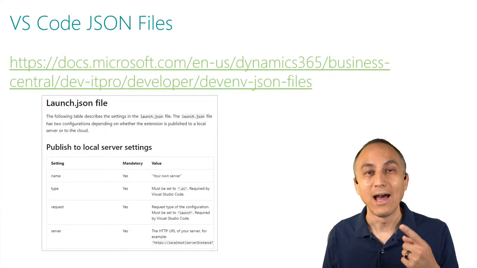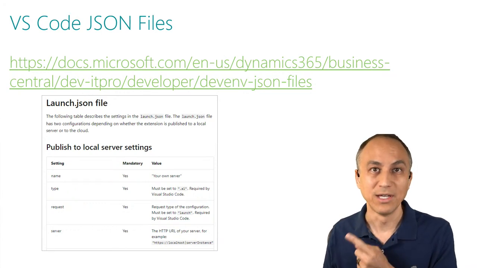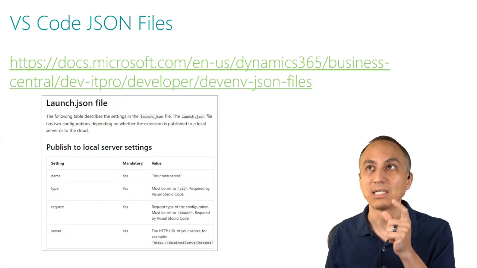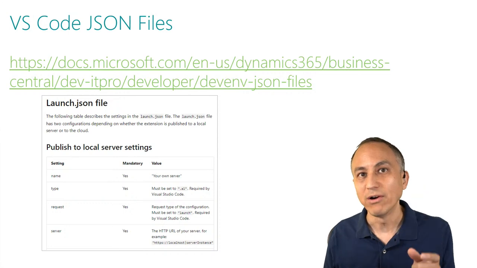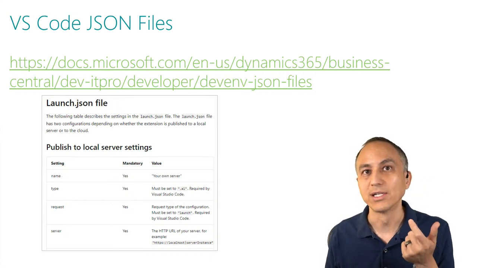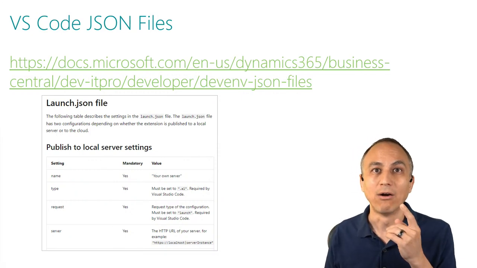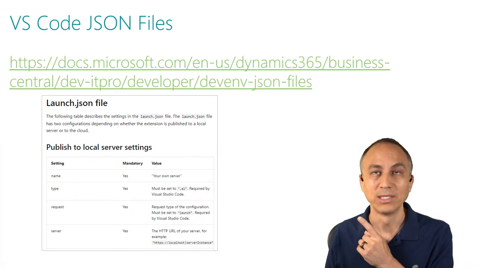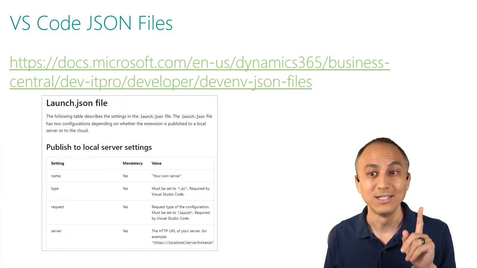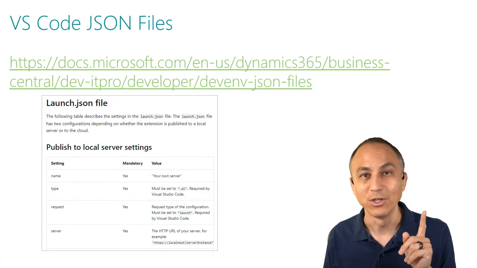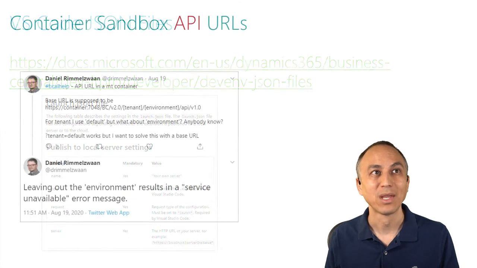And that led me to find this link. This is a Microsoft Docs page that lists the parameters or settings you can put in the various JSON configuration files for your VS Code AL projects. There are 20 different parameters that can go in just the launch.json, one of which is tenant. So you will want to do that properly for these new multi-tenant containers.